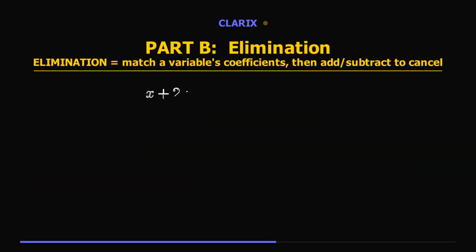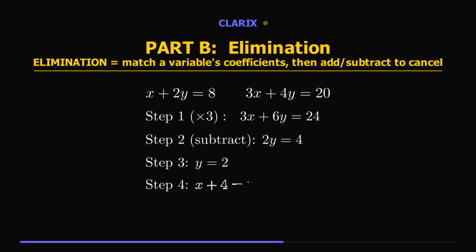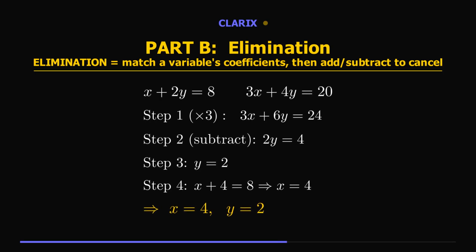Now, elimination, often even faster. The idea: make the coefficients of one variable match, then add or subtract the equations so that variable cancels out entirely. Example, equation 1, x plus 2y equals 8. Equation 2, 3x plus 4y equals 20.